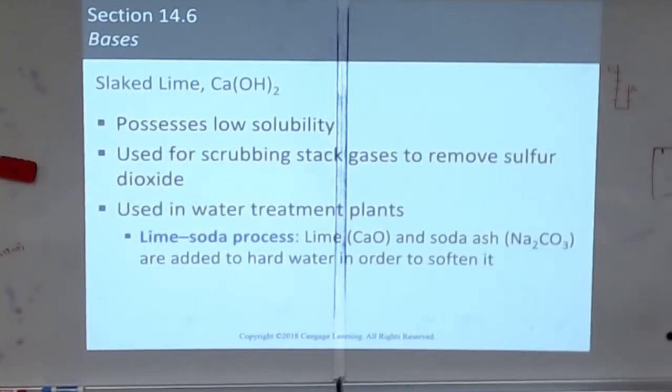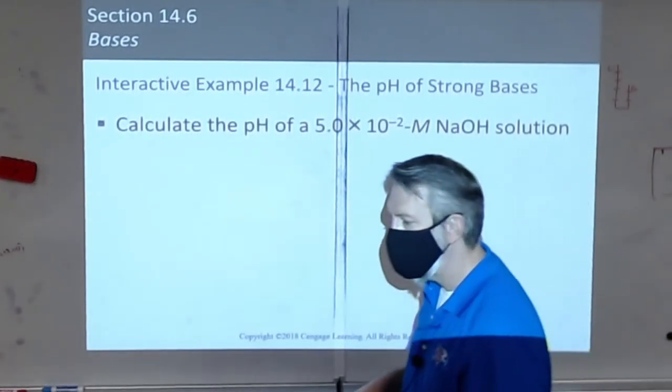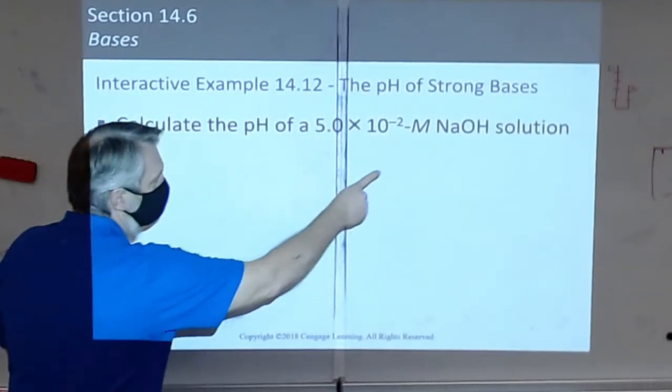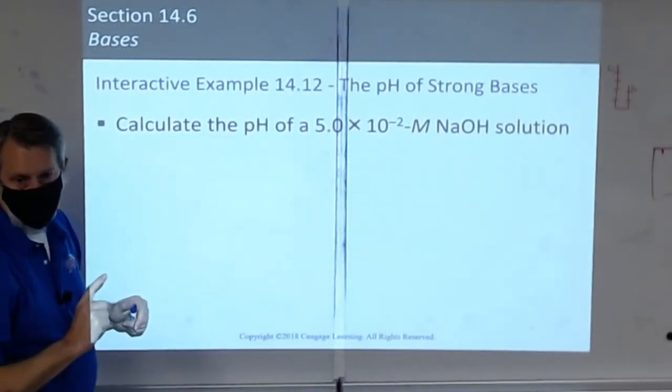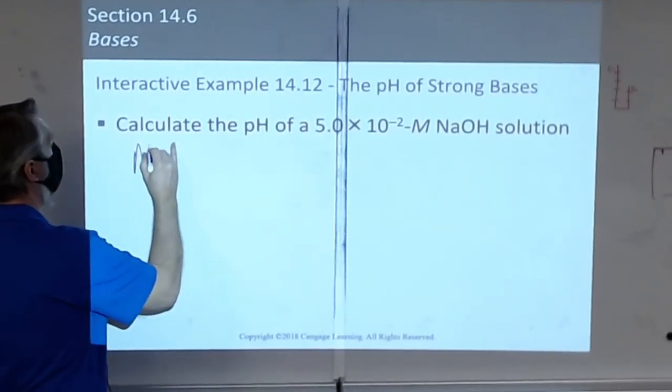It possesses low solubility. All right, I don't really care about the rest of this. Let's talk about this. Let's do the pH of 5.0 times 10 to the minus 2 molar sodium hydroxide. All right, so there's a couple of ways to attack this problem, and there's one way that I teach in honors that I think is easier, and that is, this is what kind of a base? Strong base.